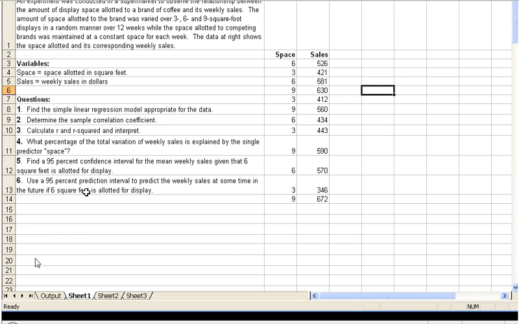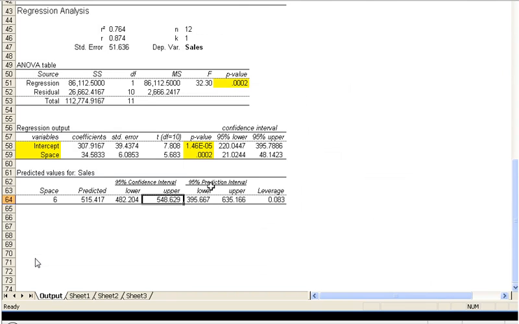The next question, use a 95% prediction interval to predict the weekly sales at some time in the future if 6 square feet is allotted for display. In this case, we're sort of predicting an individual week. So in the output, the 95% prediction interval says between $395.67 and $635.17. That's what we would predict an individual week would be like.